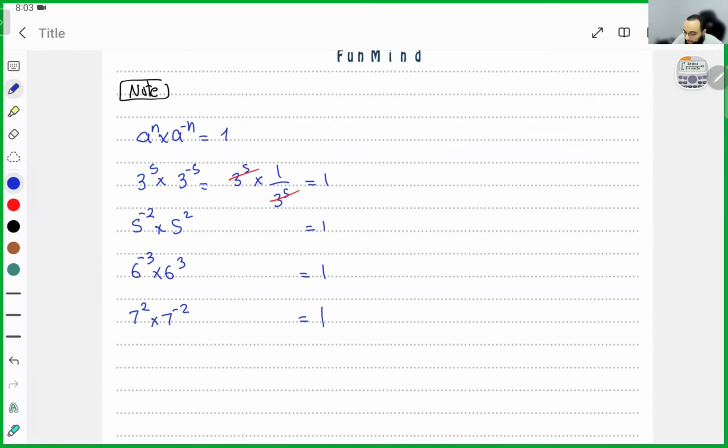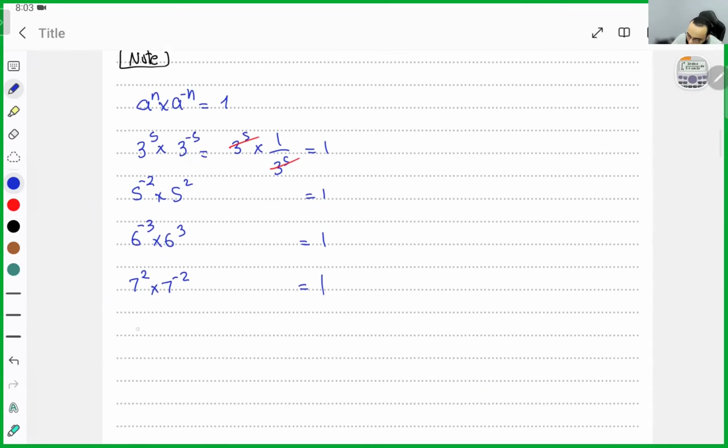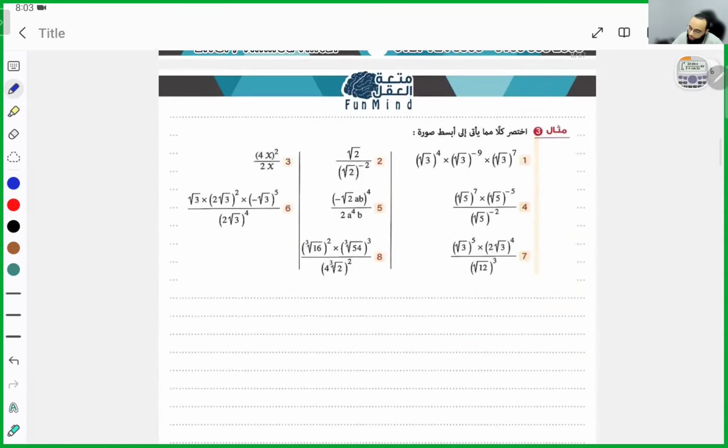Yes, we are adding the powers. If it is a power of 2 times a power of negative 2, we can add the powers, which is 2 plus negative 2, which is 0, then it's going to be 1. It's power of 0, which is 1. Any number power of 0 equals 1. So let's go for the question.